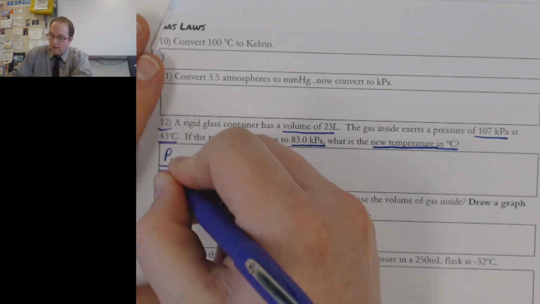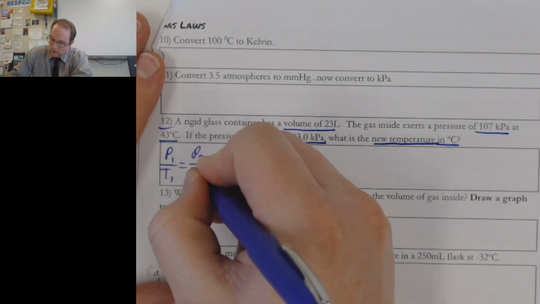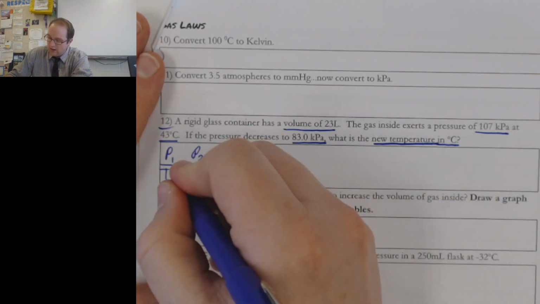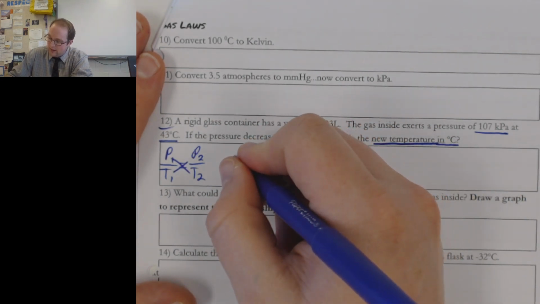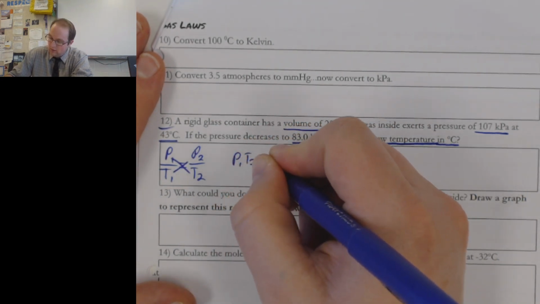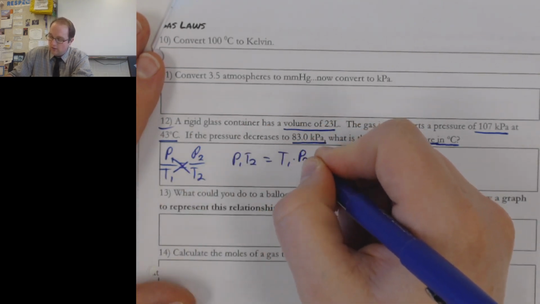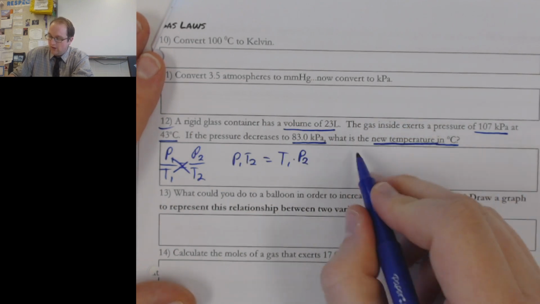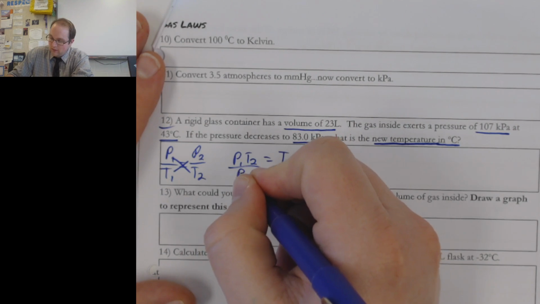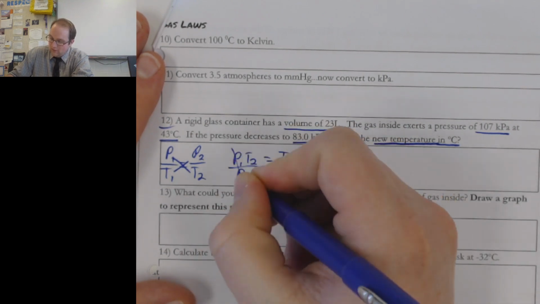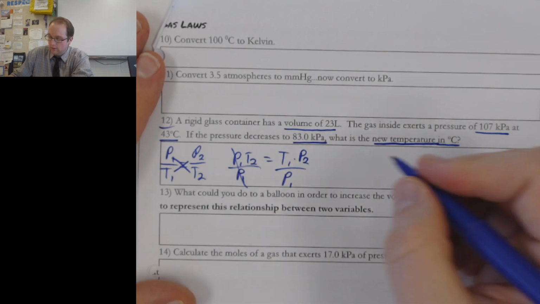We have P1 over T1 equals P2 over T2. You could go ahead and plug your numbers in here, but I'm going to rearrange my equation with some cross multiplying and see that I have P1 times T2 is going to be equal to T1 times P2. Lastly, if I'm looking for that new temperature, that T2, I'm going to divide over my P1, and I'm going to have T2 equals T1 times P2 over P1.